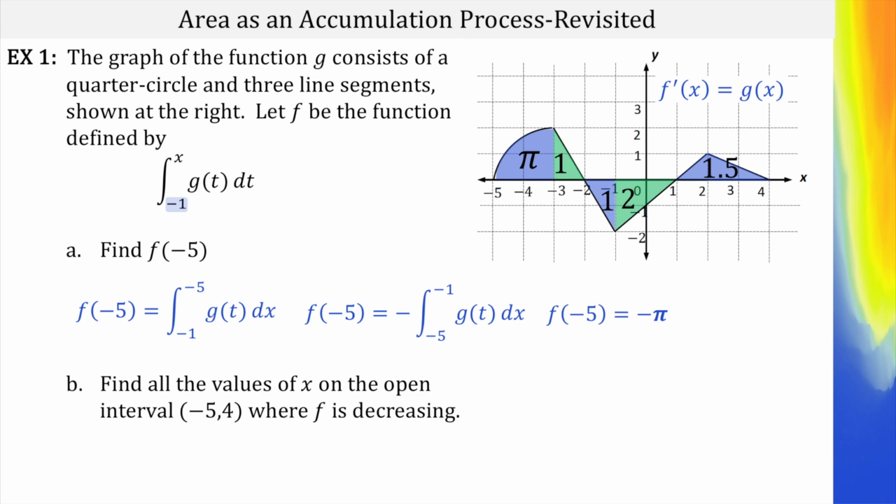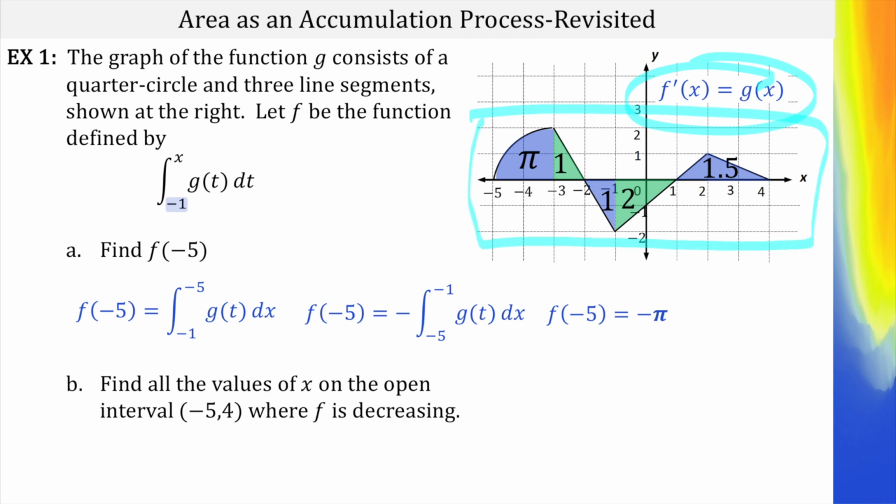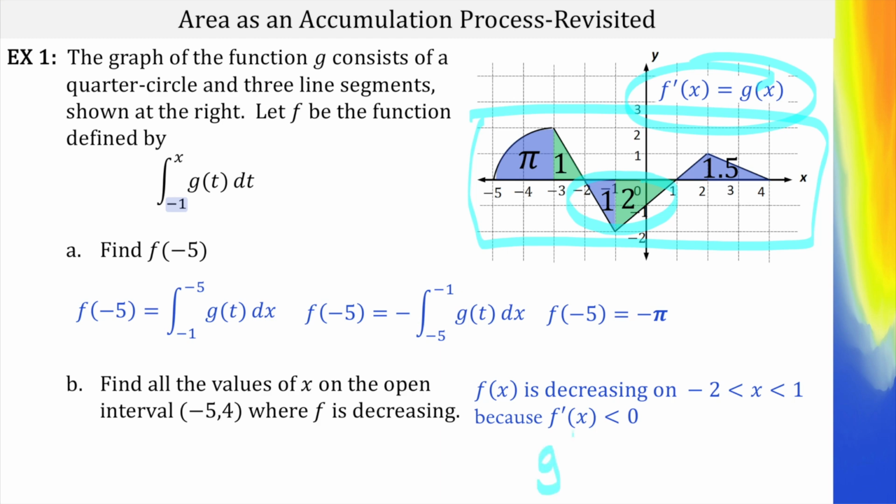Part B, find all the values of x on the open interval -5, 4, where f is decreasing. Well, we know that the derivative of f is g of x. So this whole graph here is the graph of the derivative. So f is going to be decreasing wherever the derivative graph is less than 0. F of x is decreasing on -2 to 1 because f prime of x is less than 0. Or you could say g of x is less than 0. Either way.